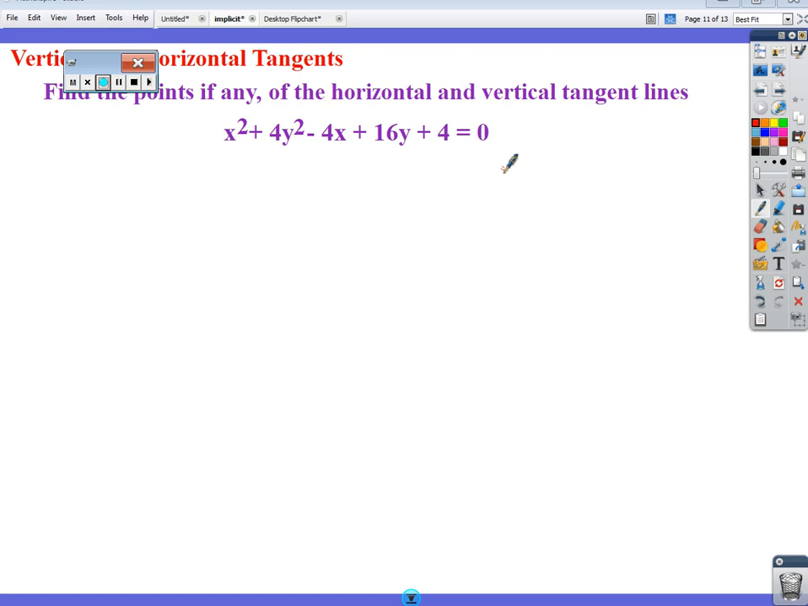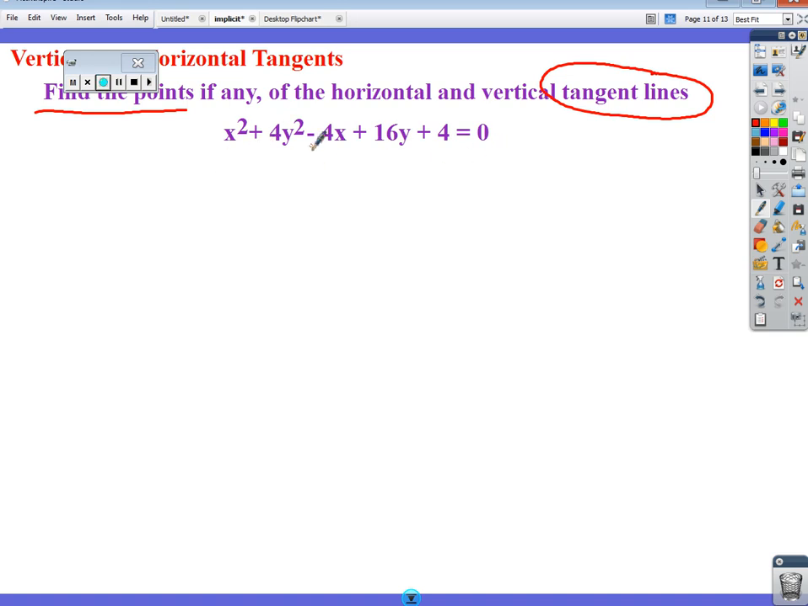So we have an equation, and they want us to find the points, if any, of the horizontal and vertical tangent lines. So I first go to this word, and I remember for any tangent line I need two things, a point and a slope. Well, since it says find the points, that's an indicator to me that I need to find the slope expression. In order to find the slope expression, I need to take the derivative.